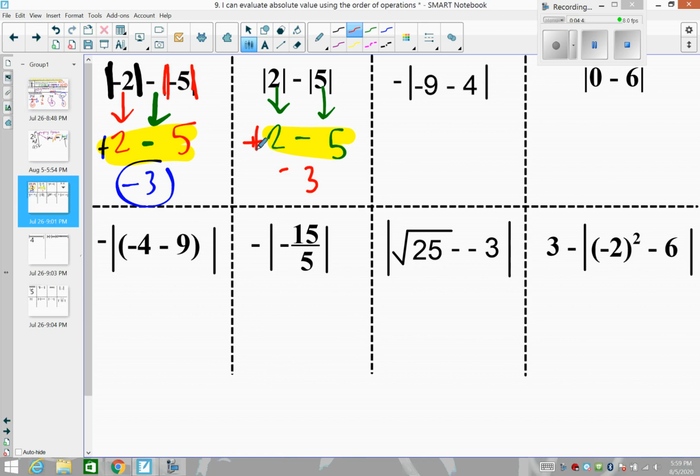Very similar problem, but once we take the absolute value, it always becomes positive. So that's kind of the difference there. All right, what if we have more than one thing inside the absolute value?